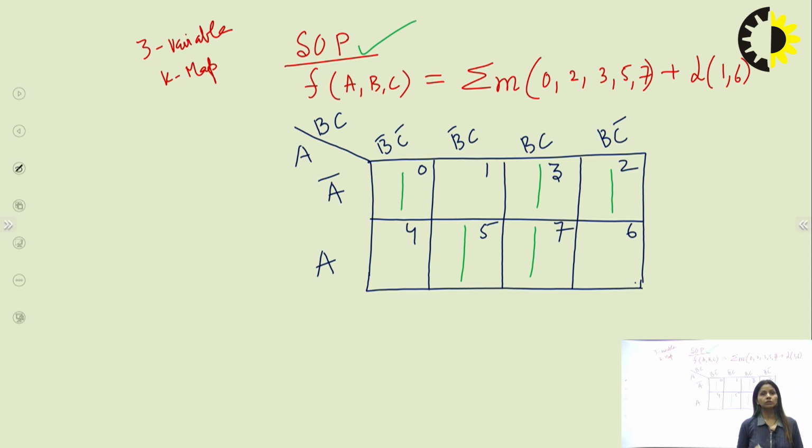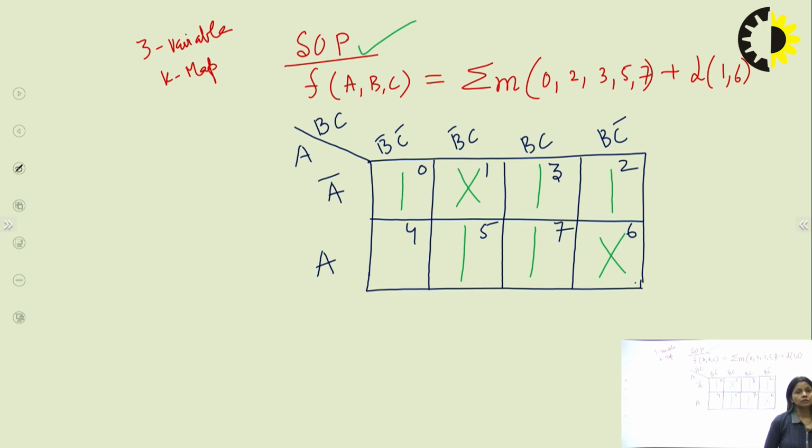If it is neither 0 nor 1, then it is don't care. If it is given only, then you are going to mention the don't care condition. Otherwise, you don't need to mention it. So here we are given 2 don't care conditions too. So we will fill the cross entries for 1 and for 6. Now my K-map is filled.